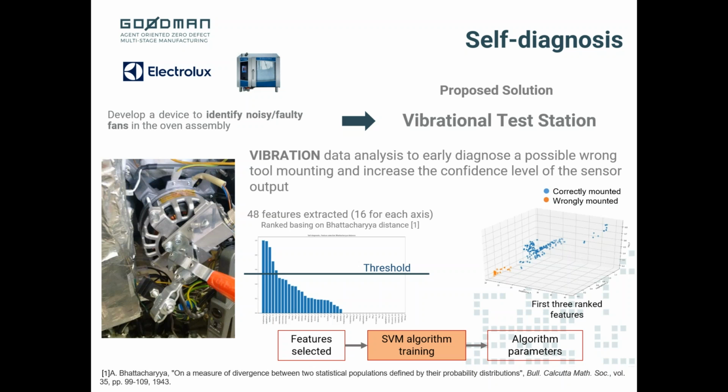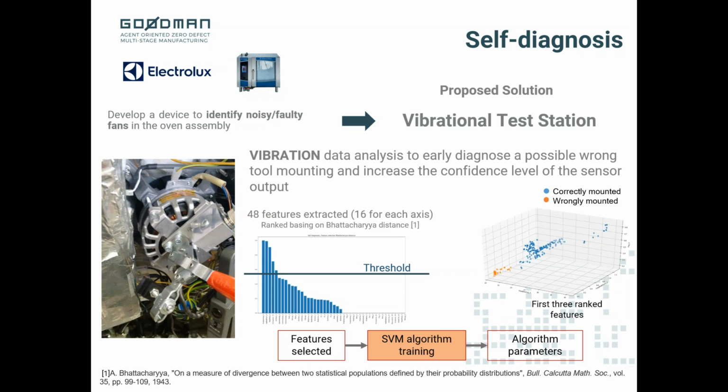The system is also capable of performing a self-diagnosis. In this case, vibration data analysis is used to diagnose early a possible wrong tool mounting and to increase the confidence level of the sensor output. A number of features are extracted, 16 for each axis, which means a total of 48 features extracted from the vibrational signal.